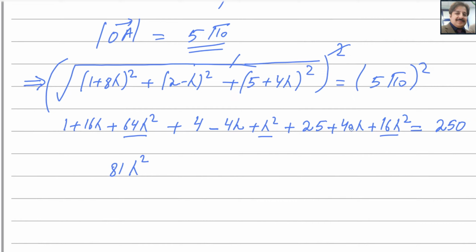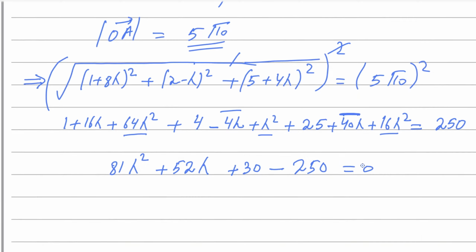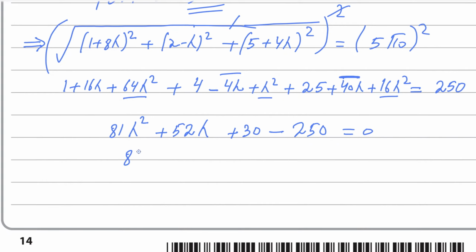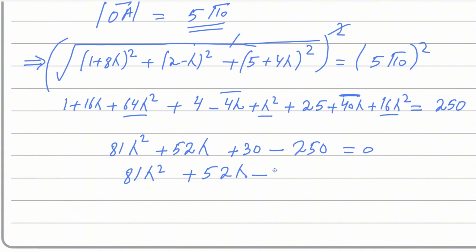Now you need to add the lambdas. Here 40 lambda minus 4 lambda is 36 lambda, and plus 16, that gives 52 lambda. 1 plus 4 is 5, 5 plus 25 is 30. Then bring this 250 over, equals to 0. Simplifying this, we get the result 81 lambda squared plus 52 lambda minus, solving these two, you get the answer here 220, equals to 0.